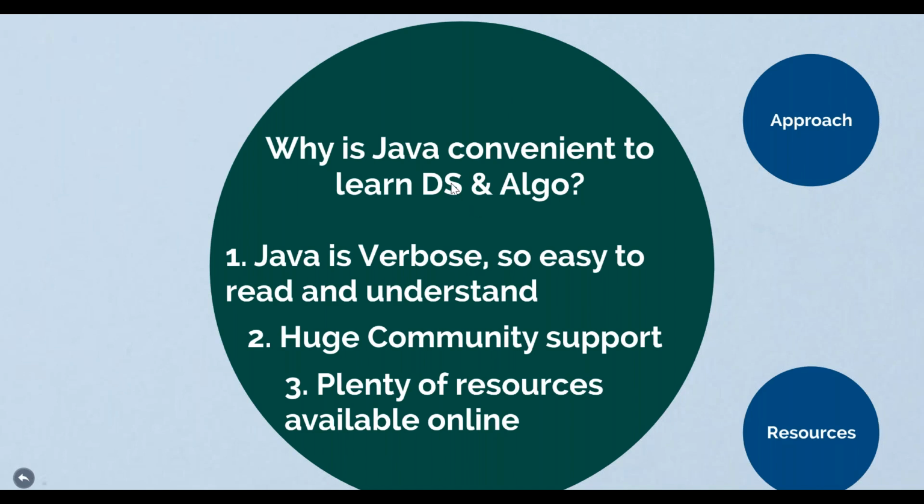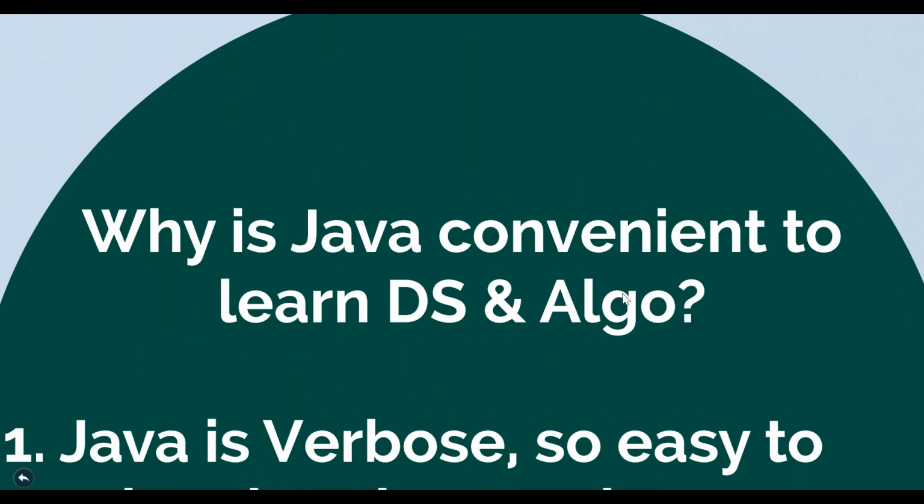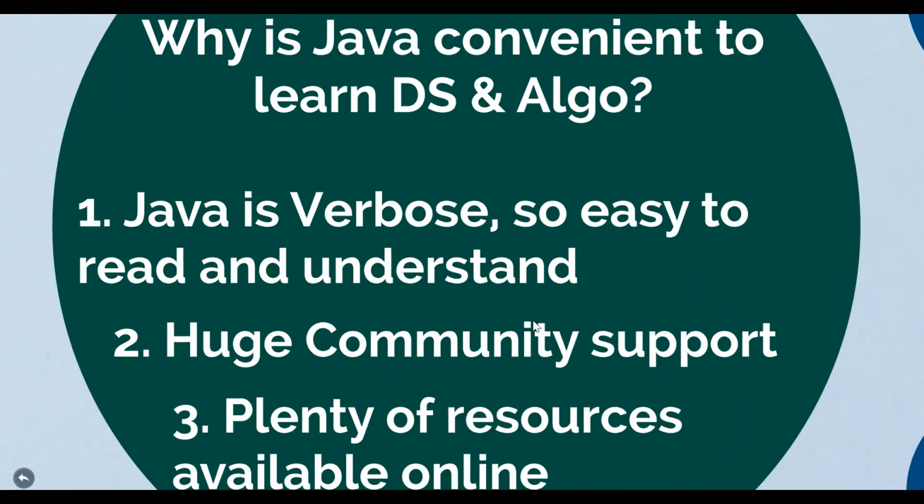But let me tell you, why is Java convenient to learn data structures and algorithms? There are different languages. People tend to teach in C, C++, Python, Ruby, or whatever language. But Java is convenient to learn, guys. The reason is Java is really verbose. Java is easy to read and understand, even if you don't know anything about programming languages. If you say a method, add, right, it is verbose. The moment you see it, you feel, okay, this does this particular thing. That comes intuitively in your mind. And that's the reason why I'm using Java to teach you data structures and algorithms.